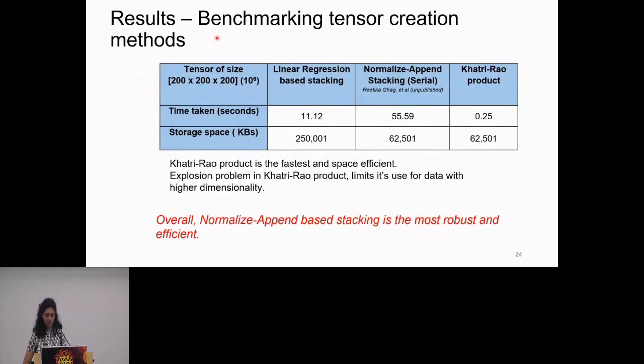Here are some results. From our benchmarking analysis, we compared the tensor creation strategies for a million scale tensor. And as you can see, the Khatri-Rao product appears to be the fastest and the most space efficient. However, it is prone to a known explosion problem, which limits its use for very high dimensional data. So overall, the normalized append-based stacking method emerges to be the most robust and efficient.